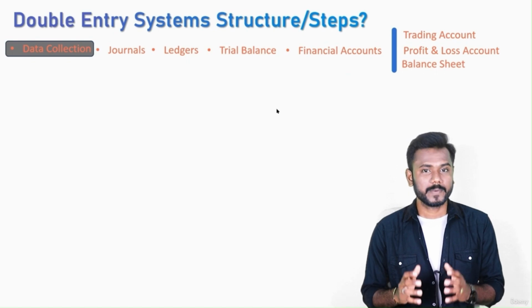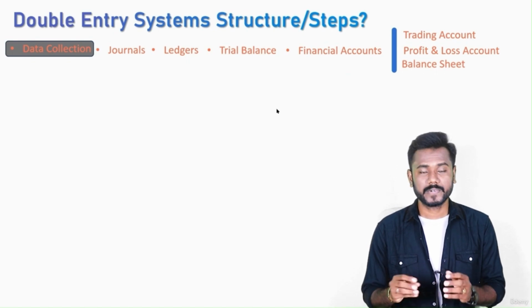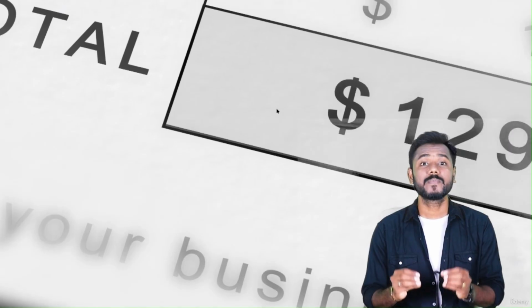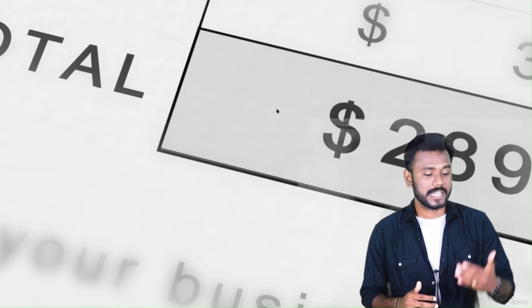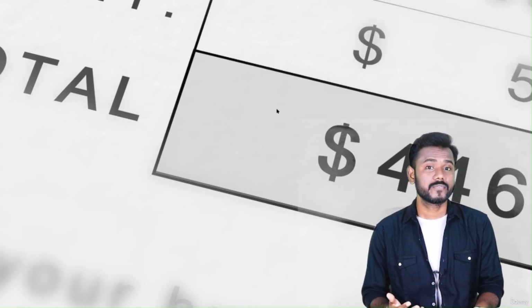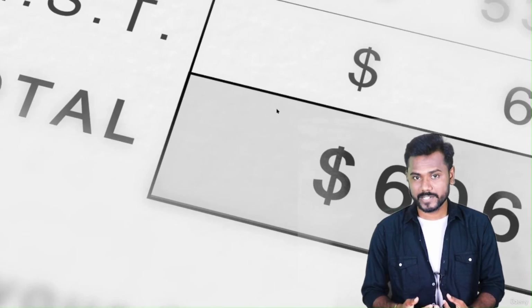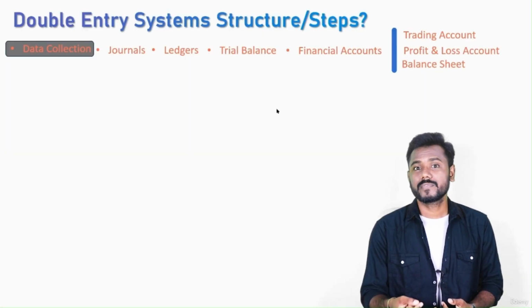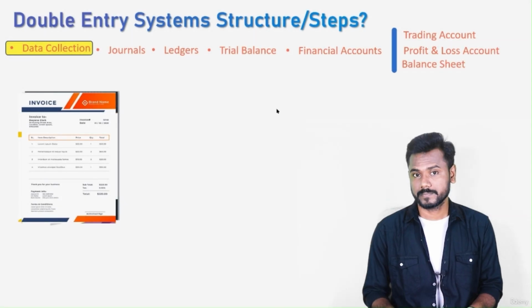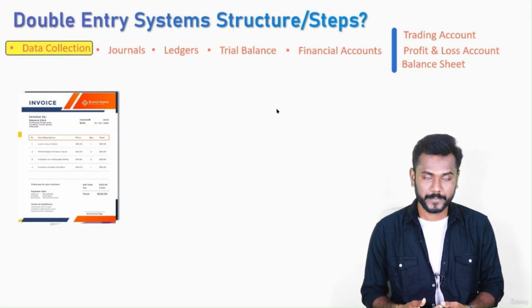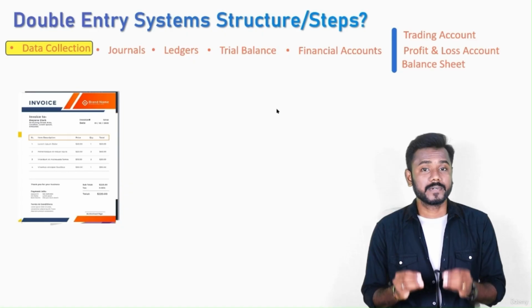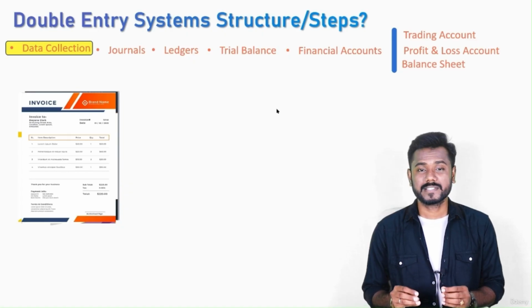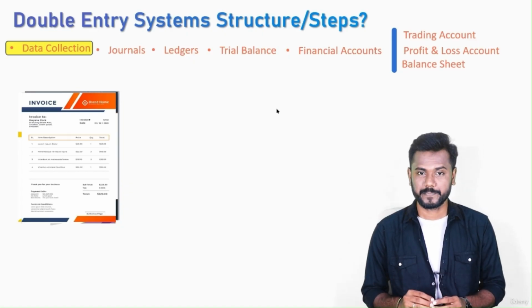Yes, if you want to prepare and maintain books of accounts, first you need activity proofs. You purchased 10 lakhs of purchases. What is the proof? There should be a purchase invoice. You paid 1000 for an electricity bill. What is the proof? There should be a payment slip with you, right? So make sure the first step of the double entry accounting system is data collection.